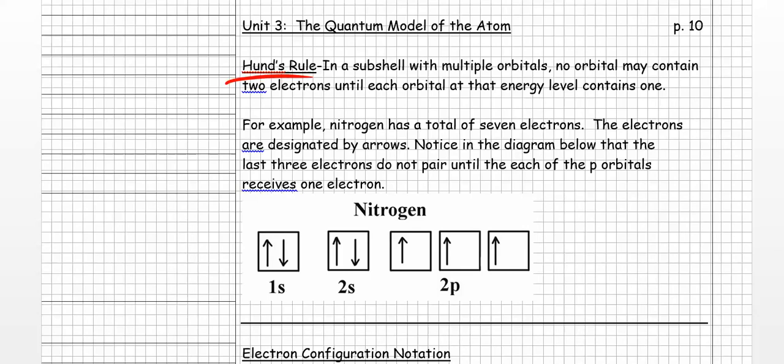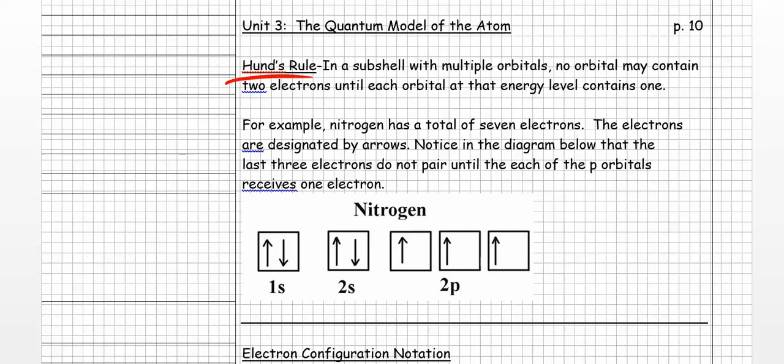It's called Hund's rule. And here's what it says. It says, in a subshell with multiple orbitals, no orbital may contain two electrons until each orbital of that energy level contains one. So let's take an example. Let's take nitrogen. Now, if you look at the periodic table, nitrogen has a total of 7 electrons. So where do we place them? Well, the Aufbau principle says you have to place them as low in energy as possible. So we're going to start with 2 electrons in the 1s sublevel. Now, those 2 electrons are represented by arrows that have opposite spins. So 1s, one spin goes one way, one spin goes the other way, right? So that's 2 out of the 7.